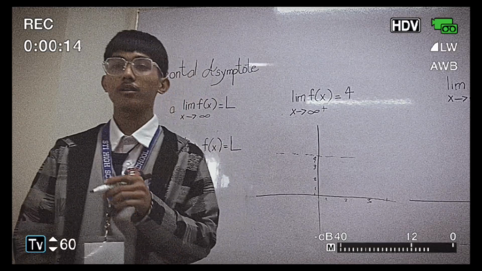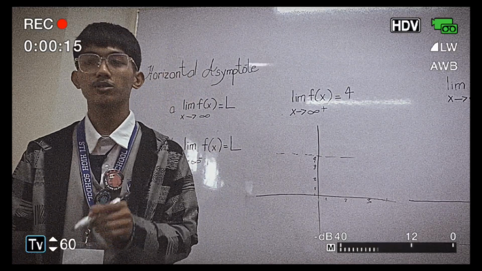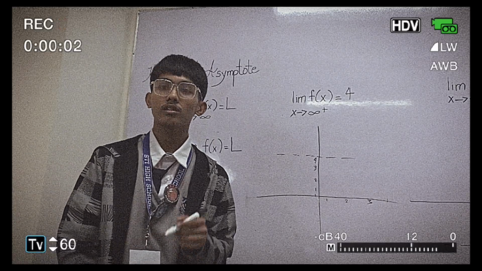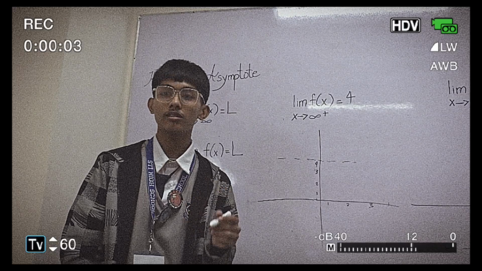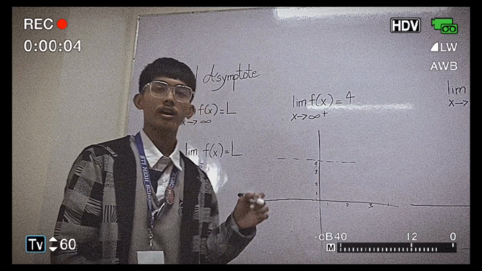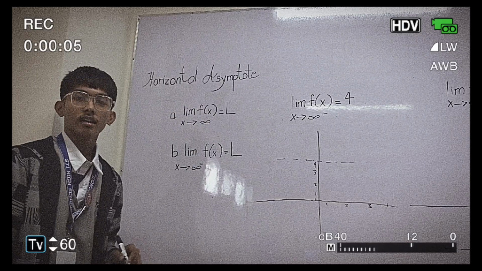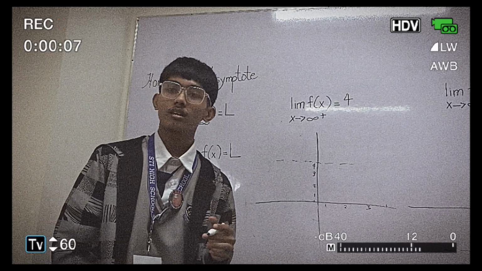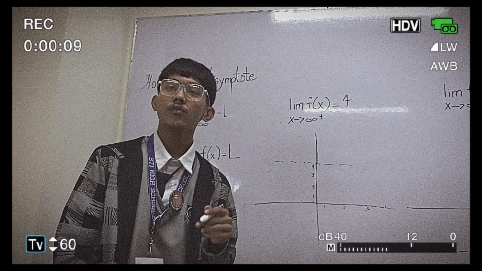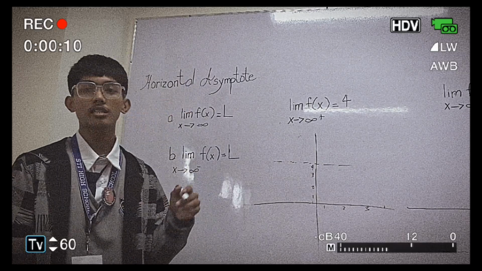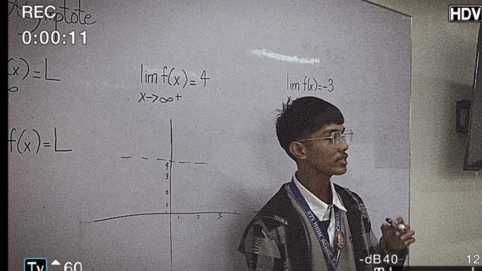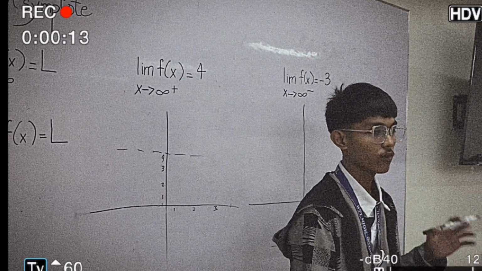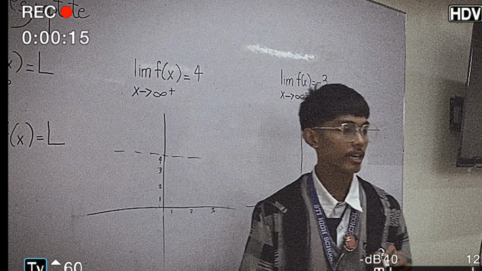If the value of a function f of x approaches a real number L as x increases or decreases without bound, then f has a horizontal asymptote at y equals L. A non-constant function has a horizontal asymptote at y equals L if one of the following is satisfied. Let's have an example. Here you can see that the asymptote approaches 4, going to the right infinity.